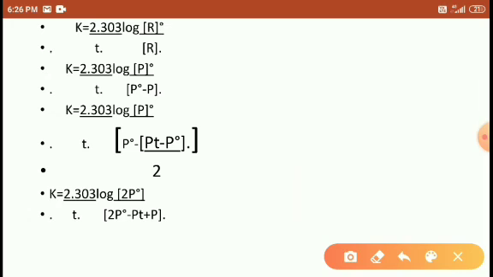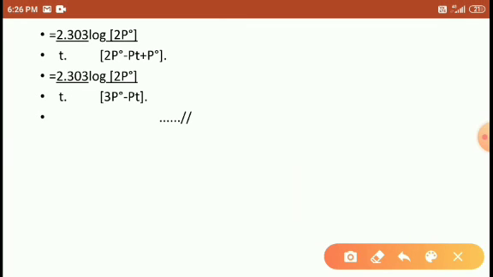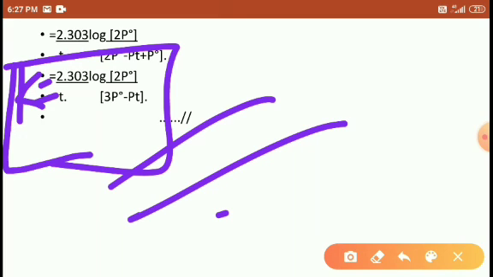Again we convert it into 2P naught minus Pt plus P naught, right? Next, again 2P naught by 2P naught minus Pt plus P naught, and 2P naught minus P naught, this P naught is taken here, so it becomes 3P naught minus Pt. So this is the integrated rate equation. k is equal to the integrated rate equation. Right, students?